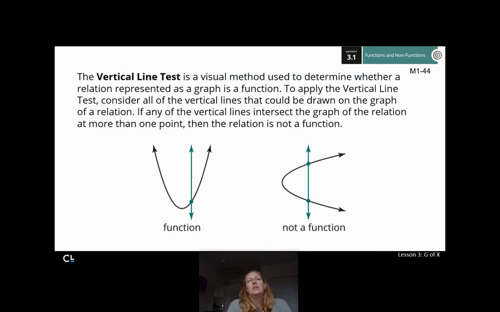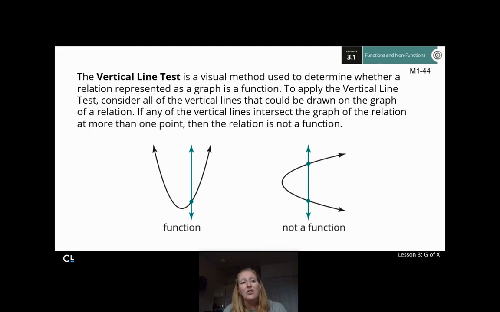One of my favorite ways to know whether or not a relation is a function is to look at the graph. There is a visual way to know whether or not a relation on a graph is a function. And it's really easy. It's called the vertical line test, and it's a visual method to determine whether a relation represented as a graph is a function.